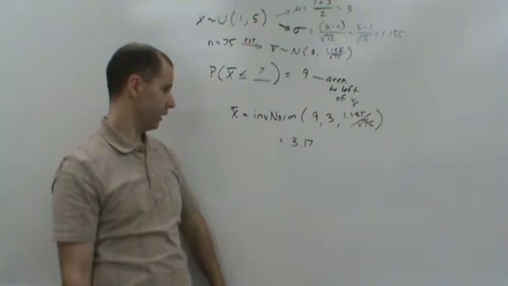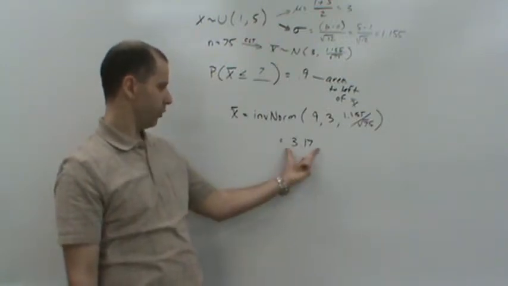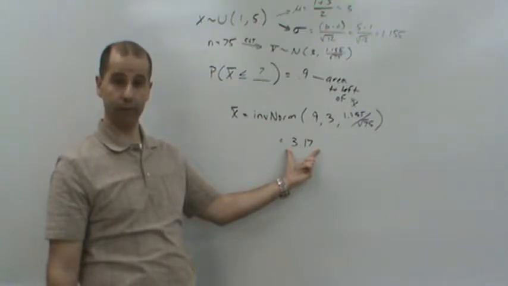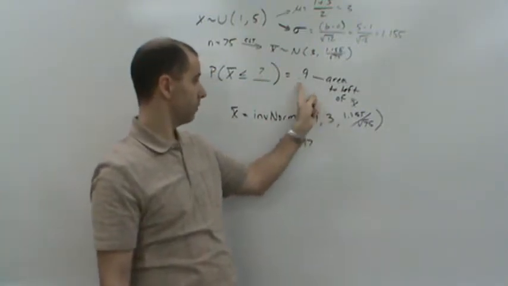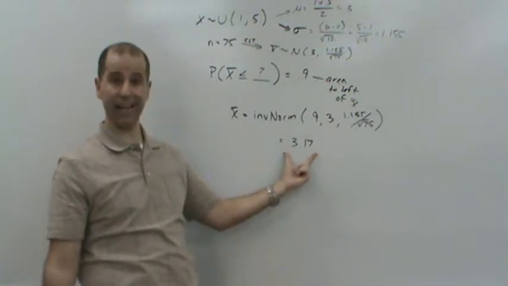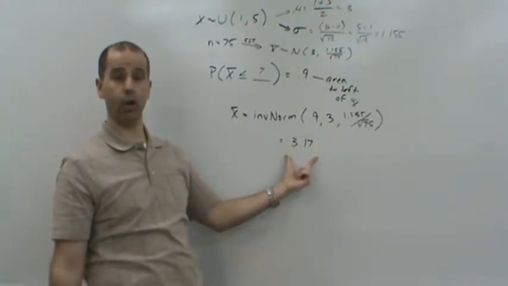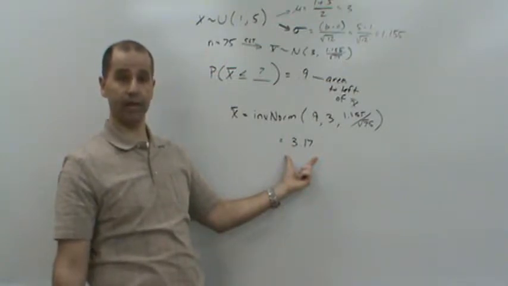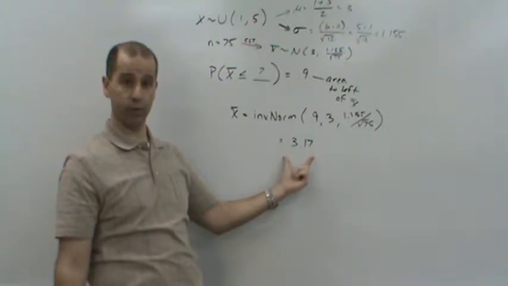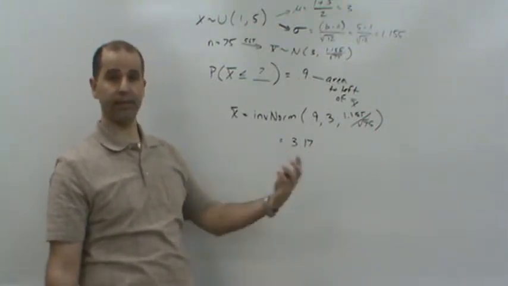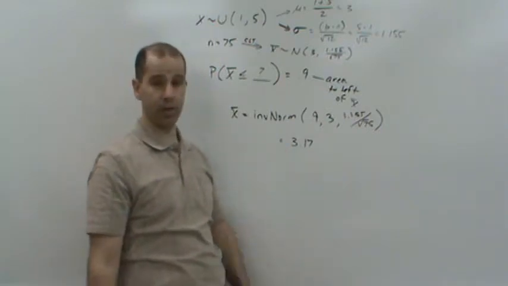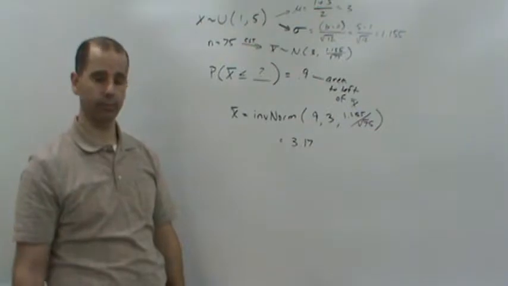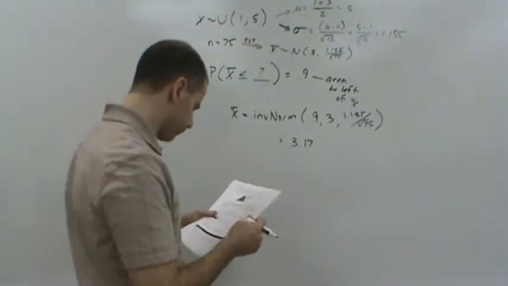Okay, I hope that makes sense. Again, we would expect that of all of the samples of size 75 that we could have, 90%, because it represents the 90th percentile, will have sample means that are less than or equal to 3.17, and 10% of those would be at least 3.17. Okay, so that's that question.